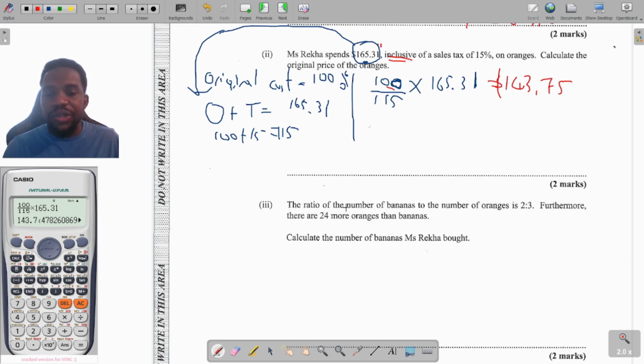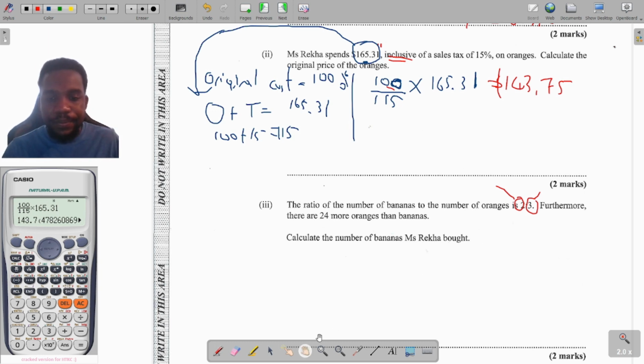Alright, the ratio of the number of bananas to the number of oranges. So, 2 quantities of banana to 3 quantities of oranges, right? So what does this mean? It means that for every 2 bananas, you have 3 oranges. That's all it means. That is what ratio deals with. I have 2 bananas, I'm going to have 3 oranges. If I double the amount of bananas, I double the amount of oranges, right? Alright, furthermore, there are 24 more oranges than bananas. Calculate the number of bananas Miss Riha bought.